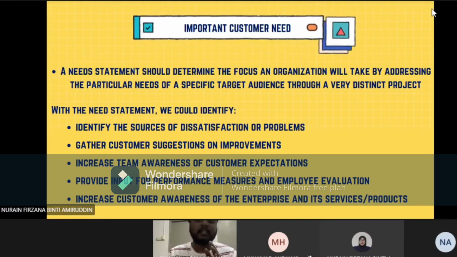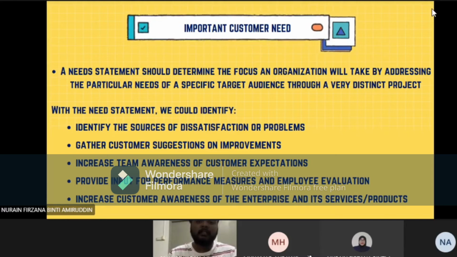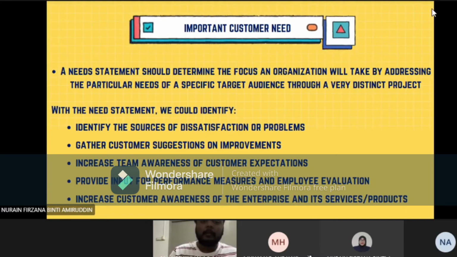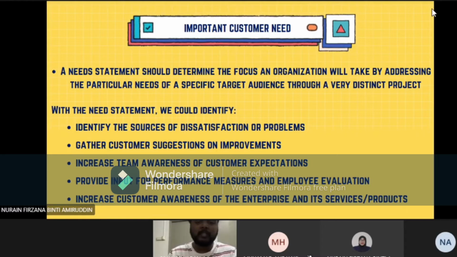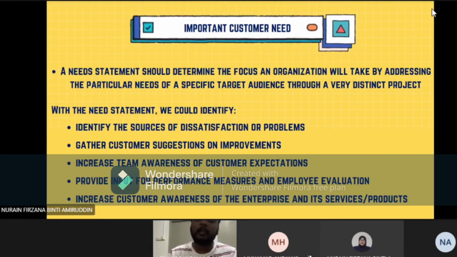What we get from doing the customer needs: identify the source of the problem, gather customer suggestions on improvement, increase team awareness of customer expectation, provide input for performance measurement and employee evaluation, and increase customer awareness of the enterprise and its service and product.